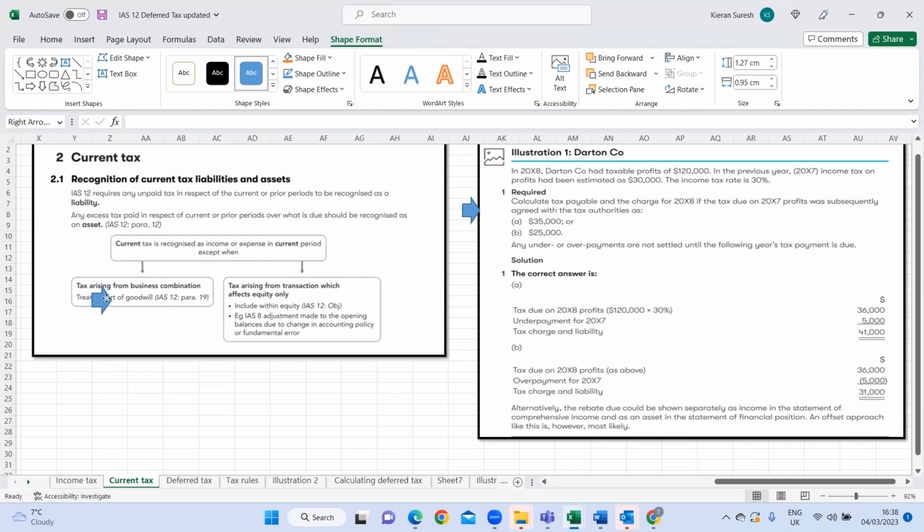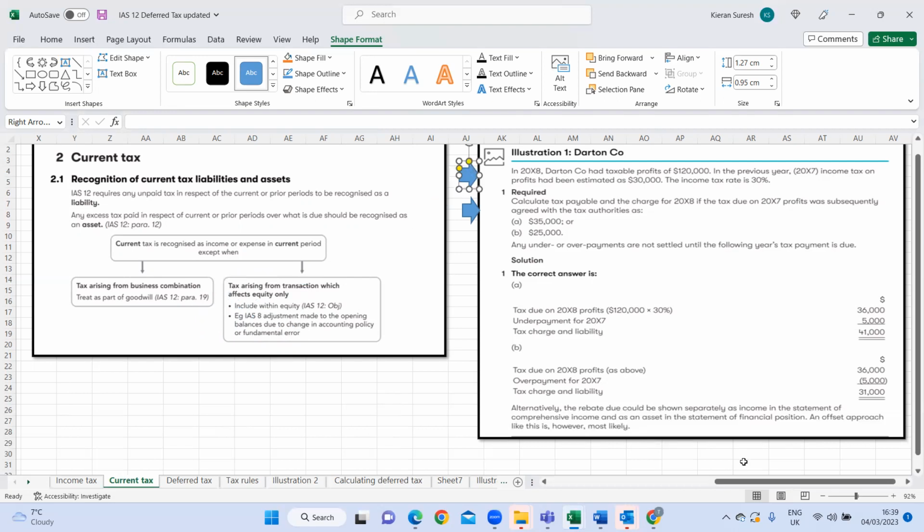In that case, that tax needs to be taken as a part of the goodwill, right? And the next one is the tax arising from a transaction which affects the equity only. That means prior period adjustments, right? In that case, we would only include it within the equity.